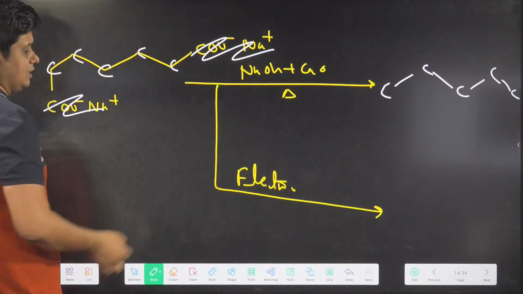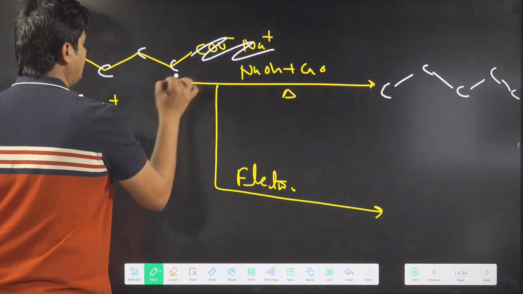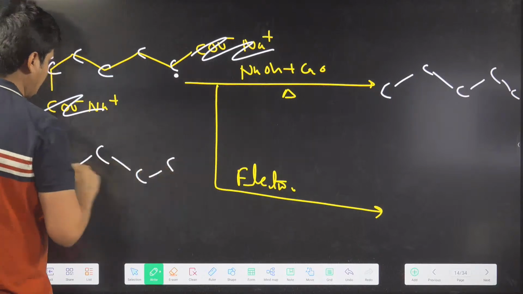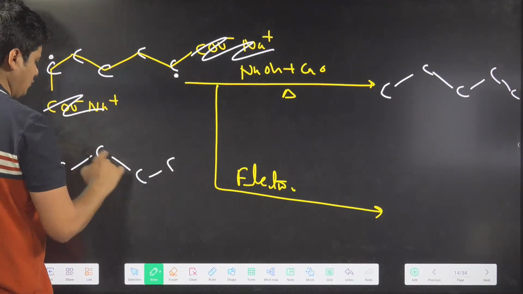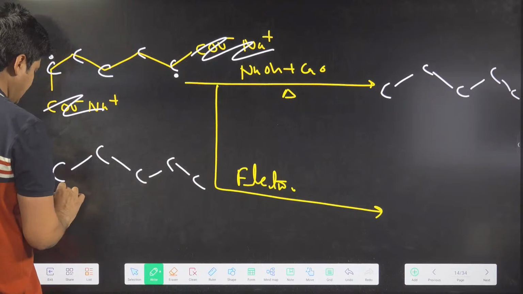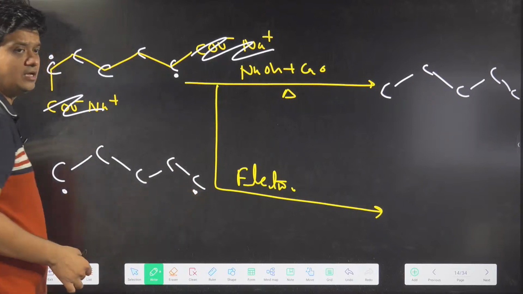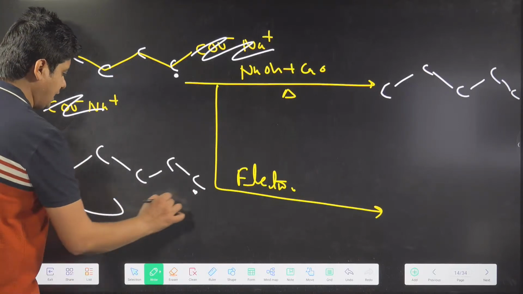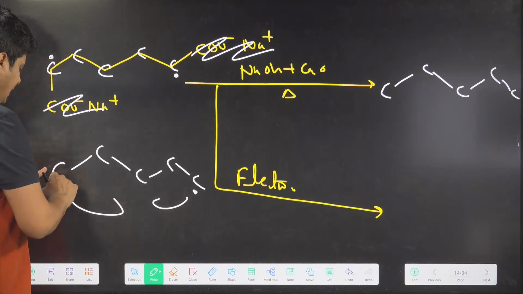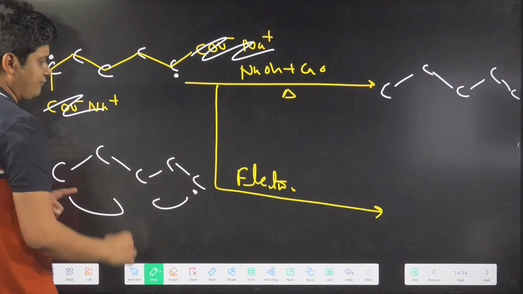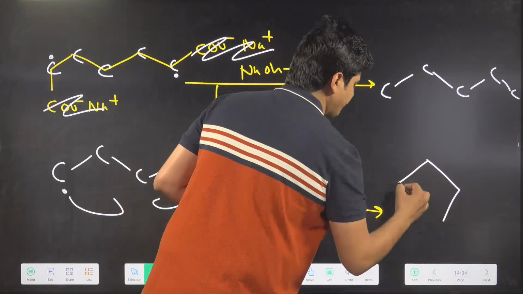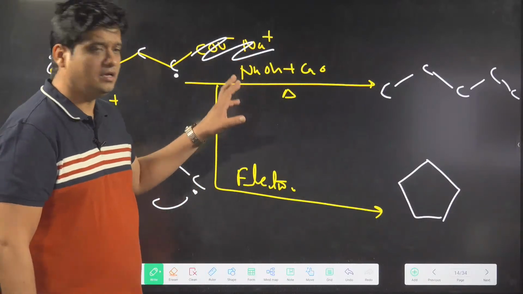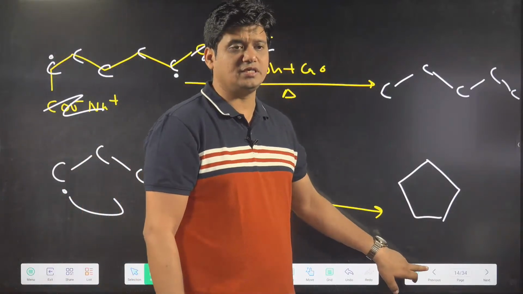Come to this one, electrolysis. What is the trick there? Remove this group, make a radical. Remove this group, make a radical. So what can we observe there? 1, 2, 3, 4, 5. Radicals are formed now, and what you can observe there is two radicals in the same molecule. What will happen? They are going to combine. So 1, 2, 3, 4, 5: a 5-membered ring will form. Understood the difference or not? This is clear. This is about the decarboxylation reaction and electrolysis.